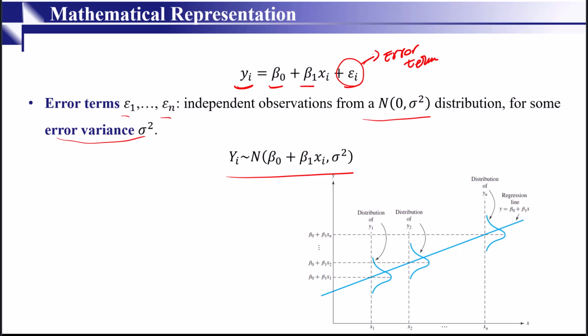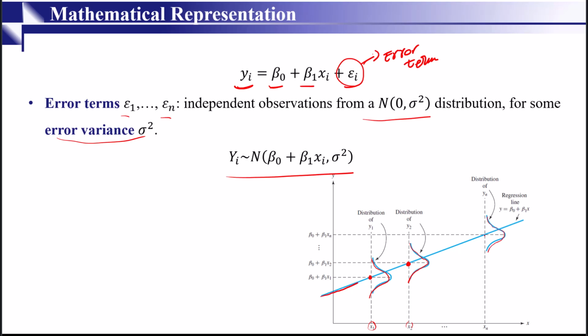In this figure, we can see a simple linear regression model. Each y has a normal distribution. These are values for x, these are values for y. If this is x1, then the value of y1 is this point. Here we have a distribution: if this is the mean, we have a distribution of y1. Then if this is x2, this value is for y2, and here you can see a distribution of y2. The same for xn, this is yn, and this is the distribution of yn.